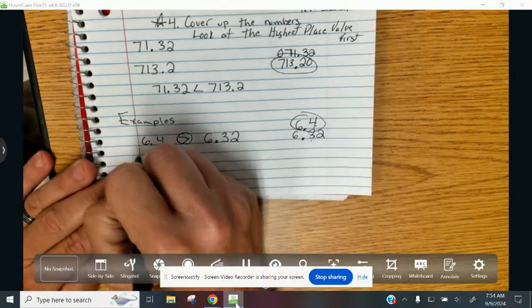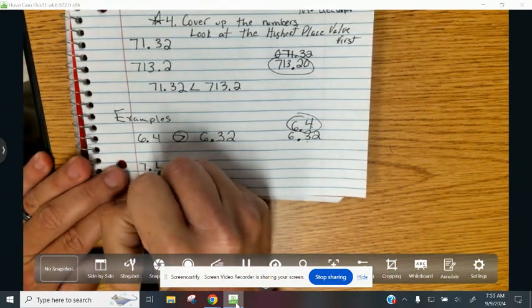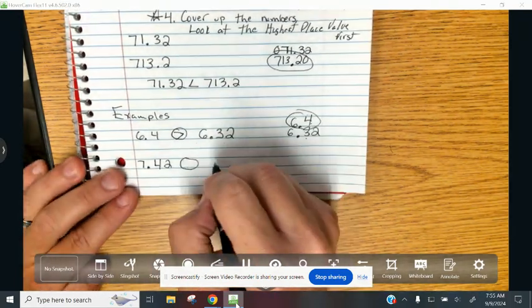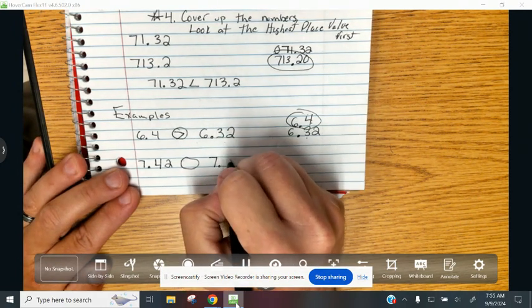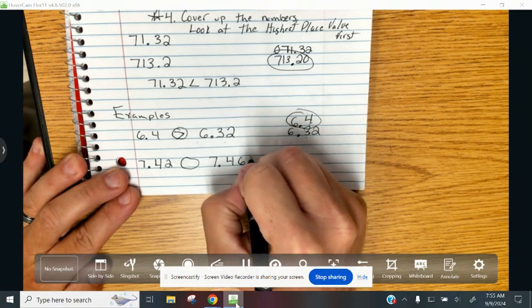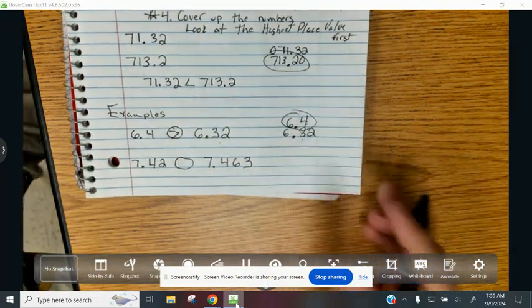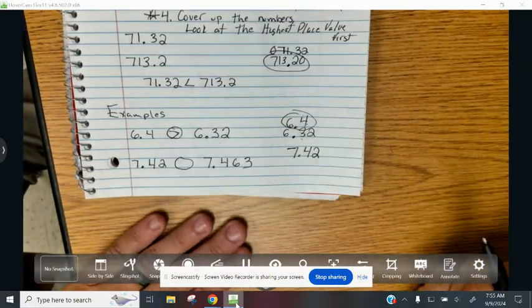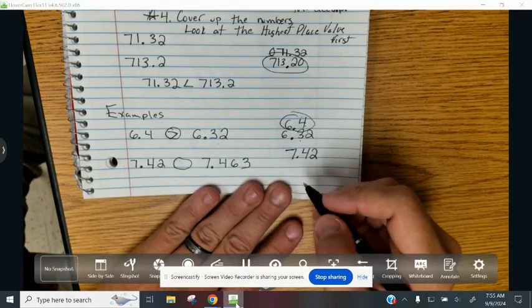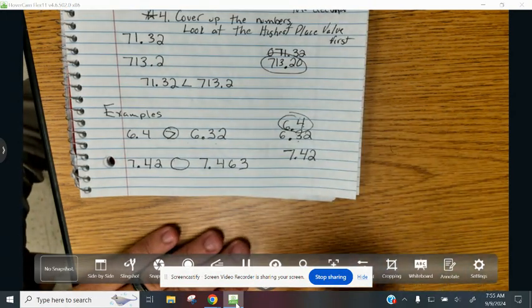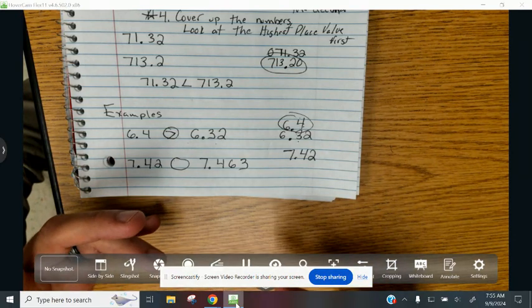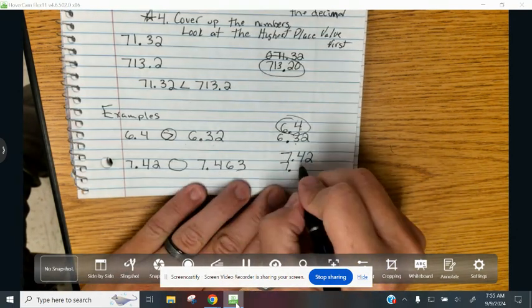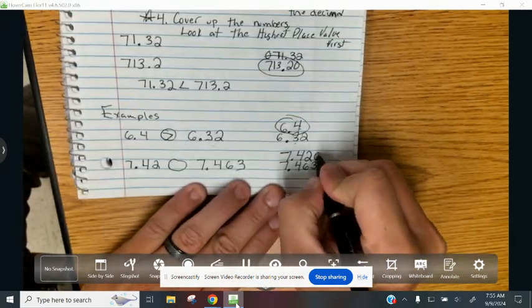Let's do another one. Let's say 7.42. Put our little circle to put our answer. And let's go 7.463. So again, same thing. Rewrite your first number, 7.42. Okay, so 7 and 42 hundredths. Rewrite the second number. And again, you can just rewrite it. I'm just showing you how to do it flawlessly every time. So you do what's best for you. I'm going to write the decimal here. 7 goes in front. 463 goes in back. I'm going to put that 0 up here to make myself feel better.